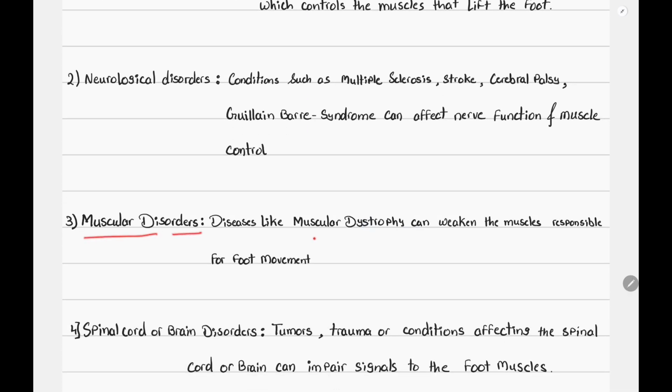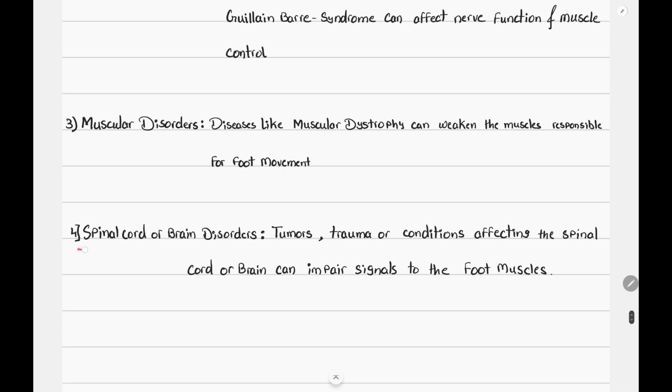Muscular disorders like muscular dystrophy, a genetic condition, lead to muscle weakening and muscle wasting over time, which can ultimately reduce the power of the muscles responsible for dorsiflexion of the foot and can lead to this condition. Lastly, spinal cord or brain diseases. Tumors, trauma, or conditions affecting the spinal cord or brain can impair signals to the foot muscles.